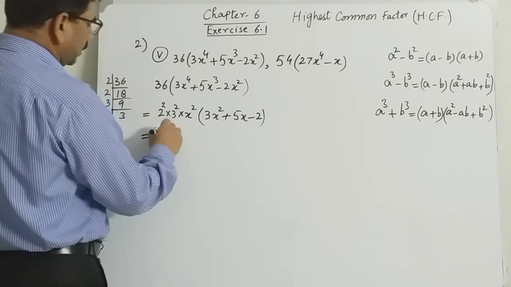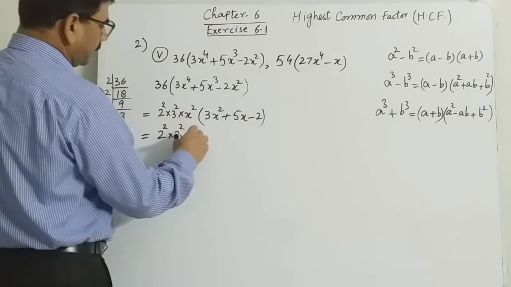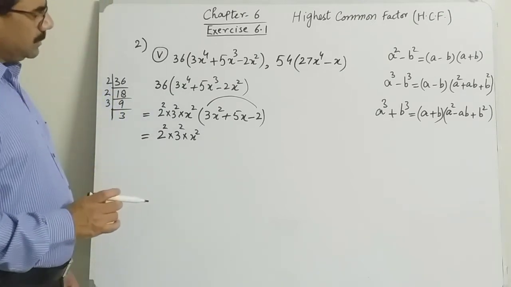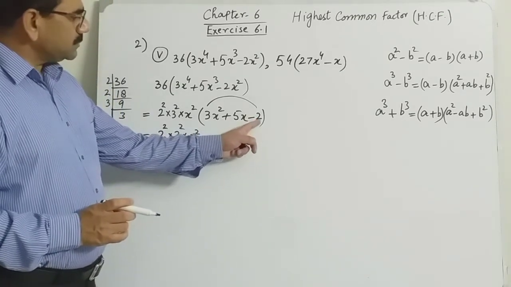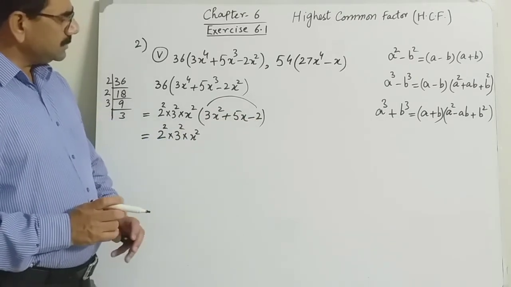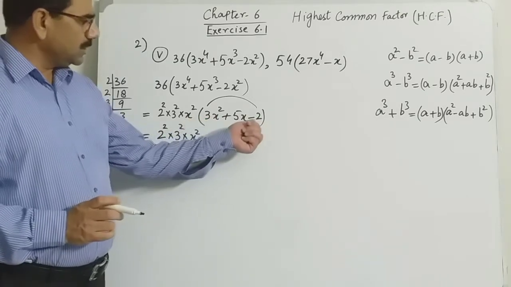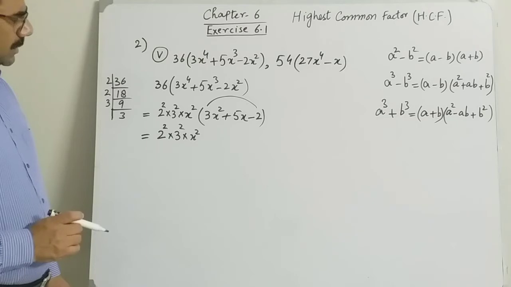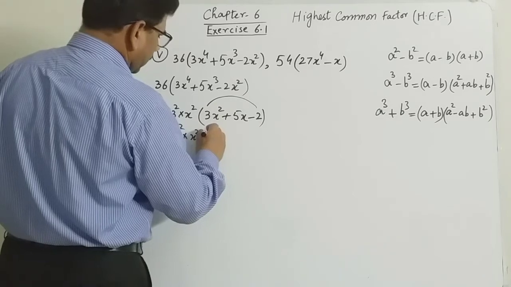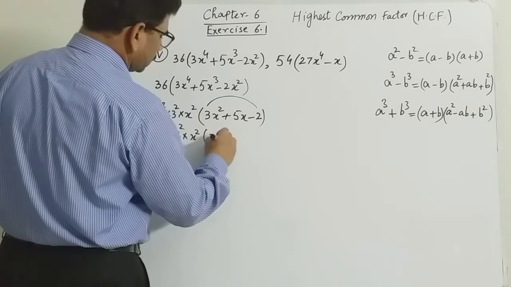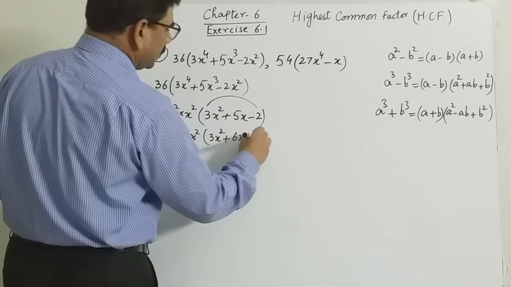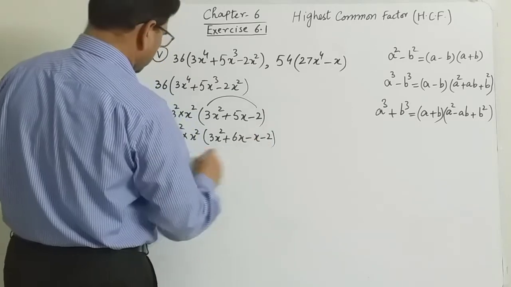Now 2 square multiplied by 3 square multiplied by x square, and to factorize this expression we'll have to break the middle term. For this we'll multiply the first and last term. The answer is negative 6x square. It means that we will have to find those two factors of 6 whose difference is 5, and obviously these two factors are plus 6 and negative 1. We will write it as 3x square plus 6x minus x minus 2.